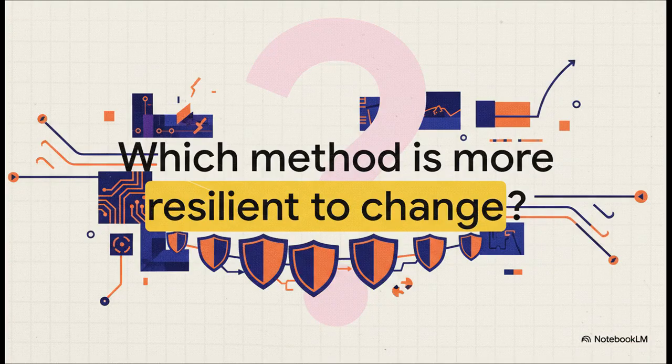I mean, this is the ultimate test for any design, isn't it? It's not really about how well it works on day one. It's about how well it can adapt when things inevitably change down the road. So which of these methods gives us a system that's resilient instead of brittle?